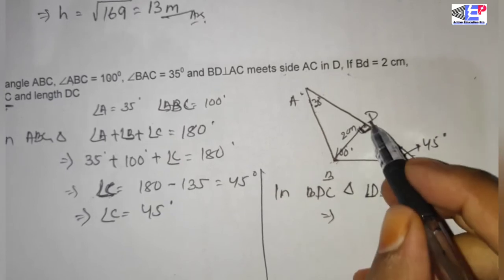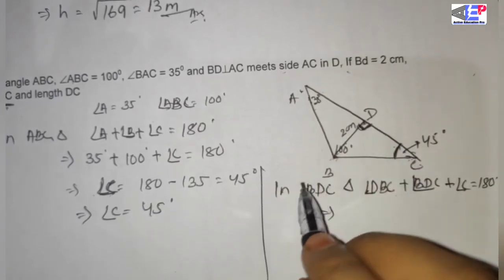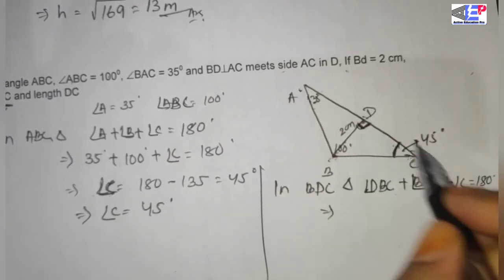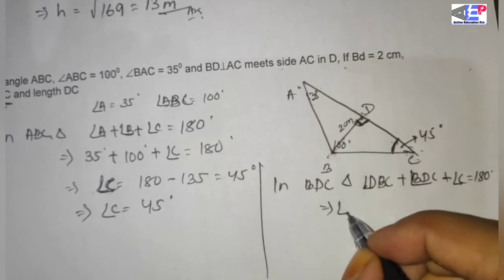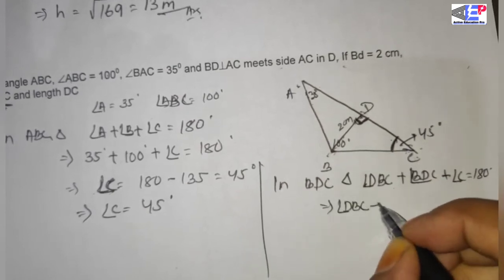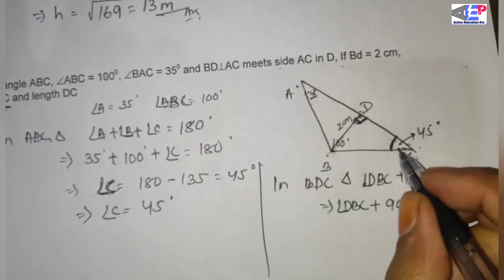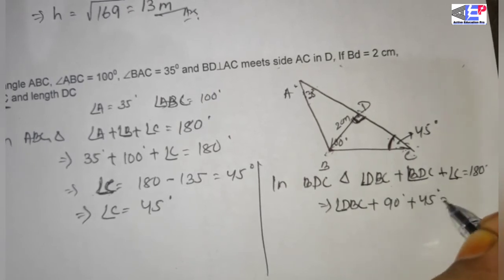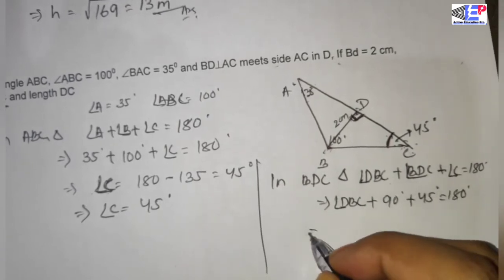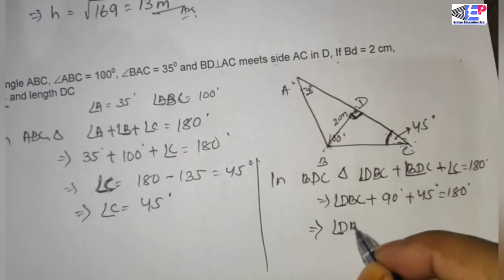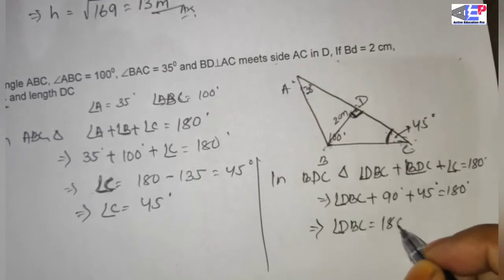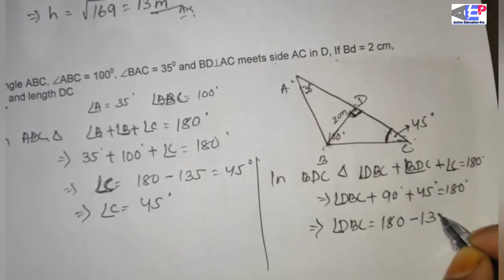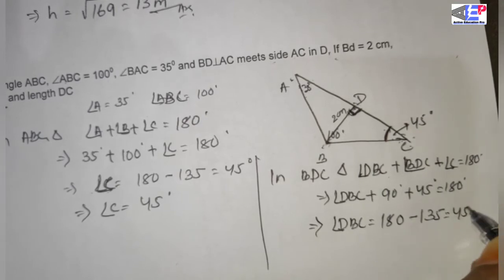Here, we don't know the value of DBC. We know the value of BDC; this angle is 90 degree. So DBC plus 90 degree plus 45 degree is equal to 180 degree. Now DBC will be 180 minus 135, which is equal to 45 degree.